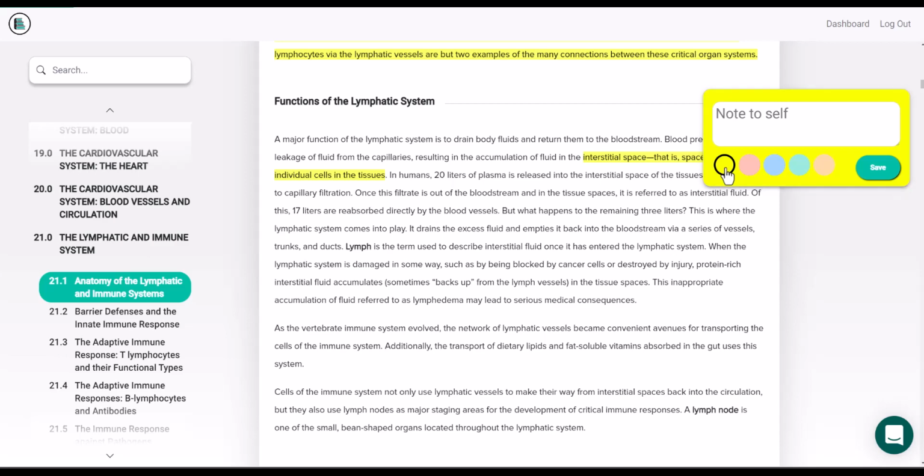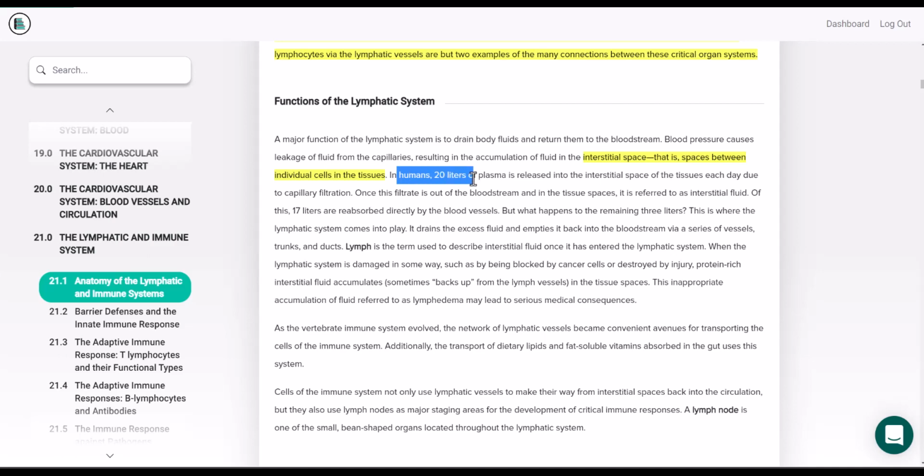So in addition to that interstitium, or the interstitial fluid, there's also plasma, and you know that plasma is the liquidy portion of blood. So here are some numbers. In you and me, about 20 liters of plasma is released into the interstitial space of tissues every day due to the filtering that happens at the capillaries.